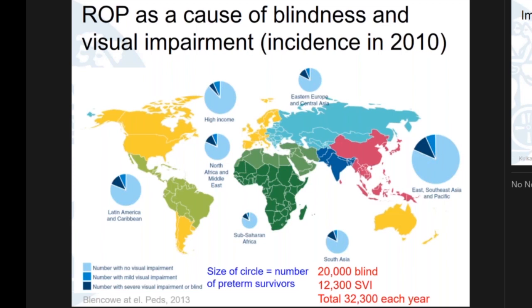But it is also an emerging problem in the African continent and is likely to increase as neonatal care services expand in that region. This is what has happened in many, many other countries in Asia, and it's almost certainly going to happen in Africa as well.